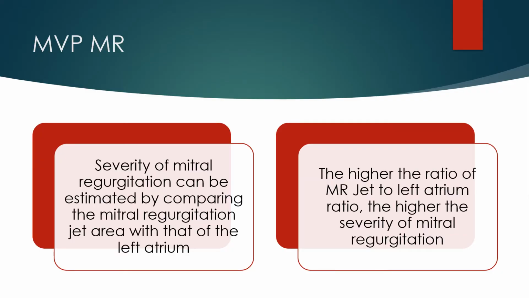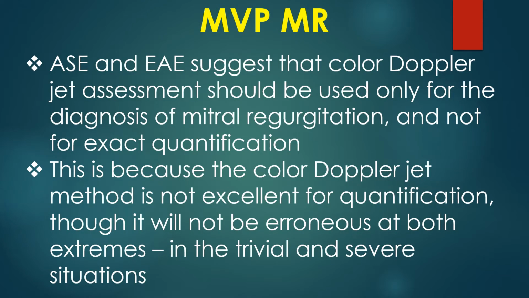Severity of mitral regurgitation can be estimated by comparing the mitral regurgitation jet area with that of the left atrium. Higher the ratio of MR jet to left atrium, the higher the severity of mitral regurgitation. American Society of Echocardiography and European Association of Echocardiography suggest that color Doppler jet assessment should be used only for the diagnosis of mitral regurgitation and not for exact quantification. This is because the color Doppler jet method is not excellent for quantification, though it will not be erroneous at both extremes, in the trivial and severe situations.